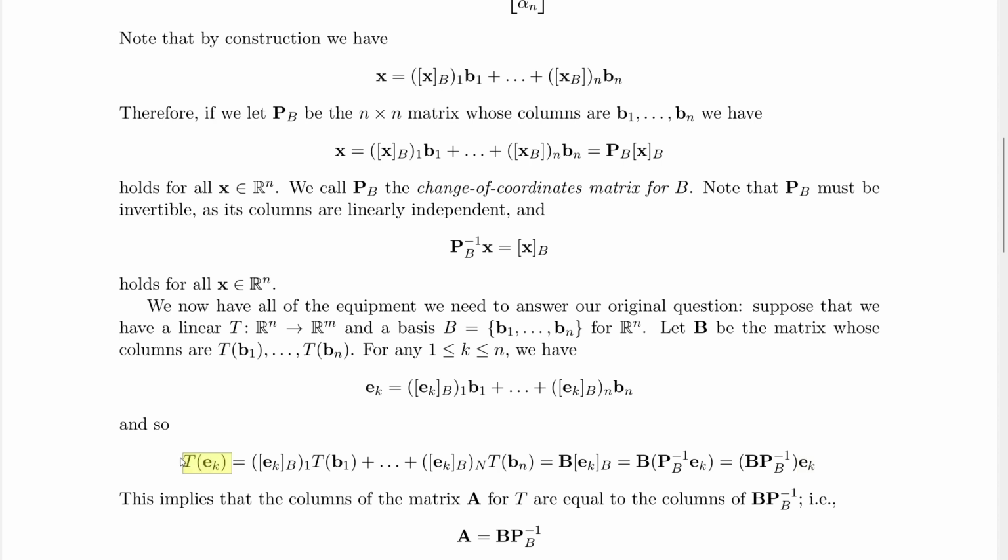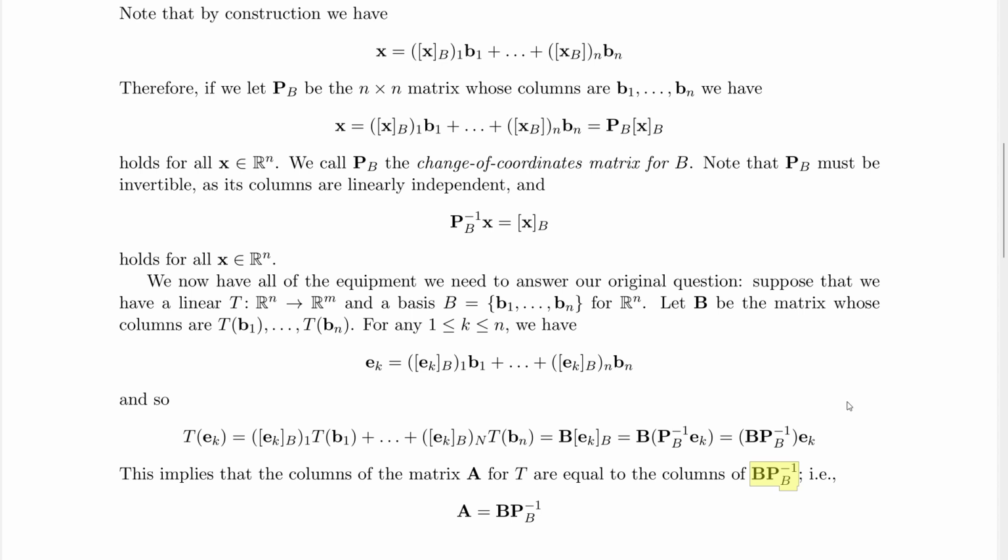Now recall this thing right here is the column for the matrix A. And multiplying by the standard unit vector gives you the column. So this means the columns of A, the matrix for the linear mapping T, are precisely the columns of this matrix right there. So in other words, the matrix A that we are looking for is in fact equal to the matrix whose columns are given by the outputs at the basis multiplied by the inverse of the change of coordinates matrix. And there you go.